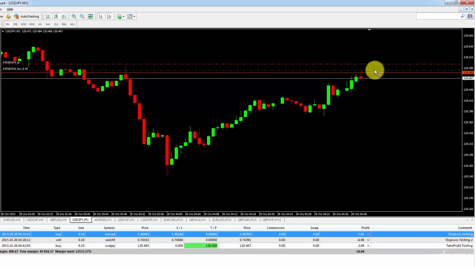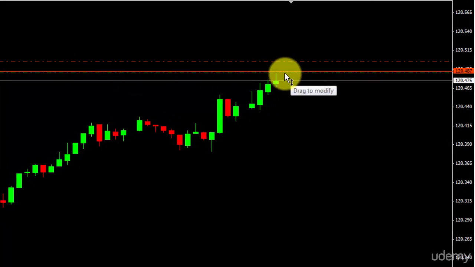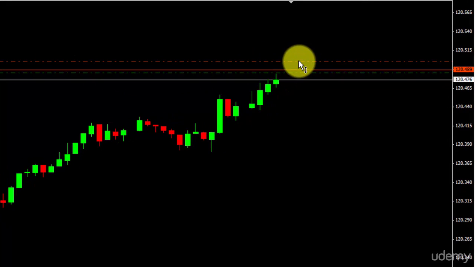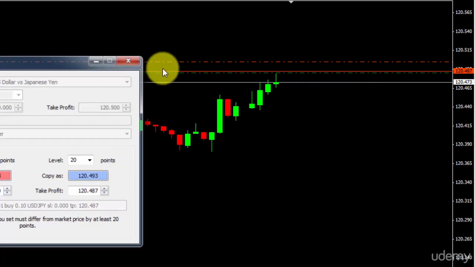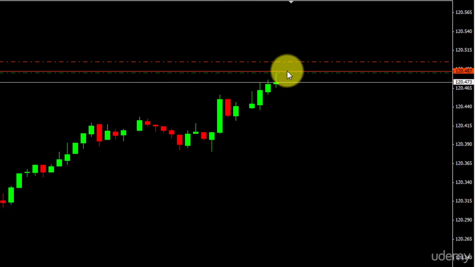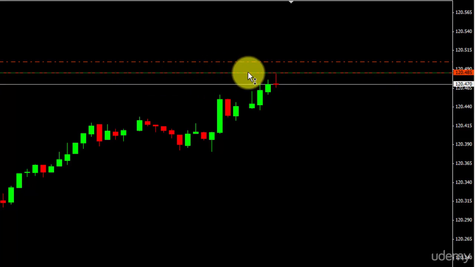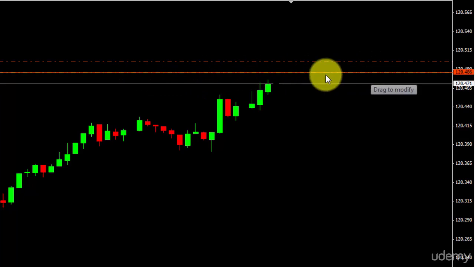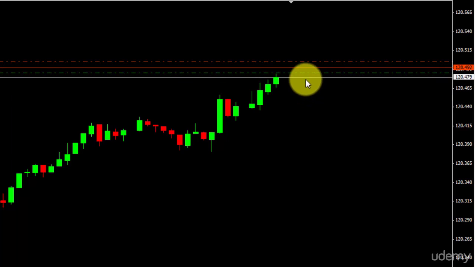So the ask price. This green line is where the order was opened, right? The red line is where your take profit is set. This solid red line over here is the ask price, and as you can see, the buy order was opened at the ask price, so that's important to remember. But it will only be closed at the bid price.